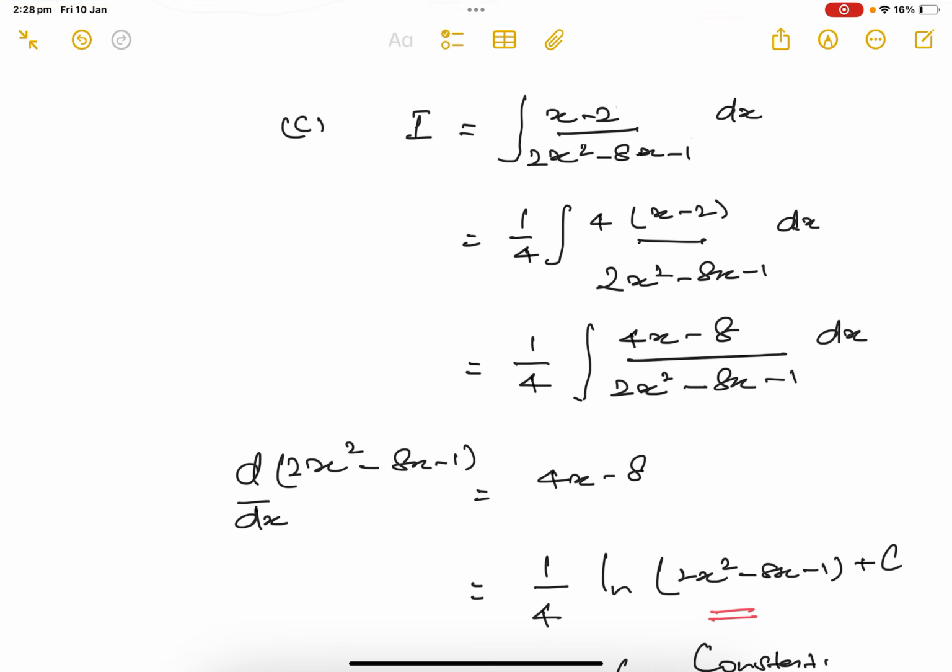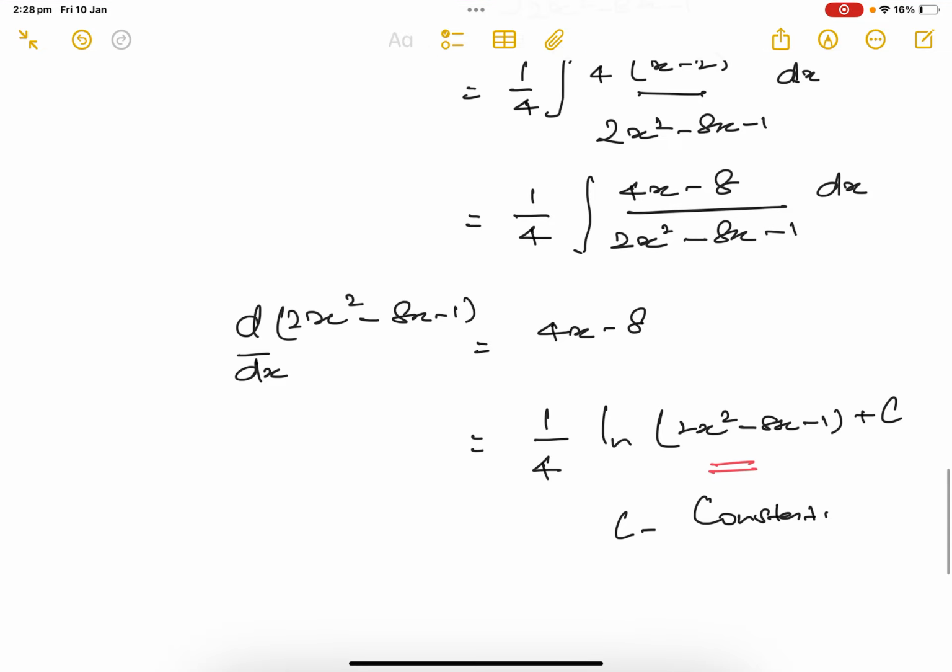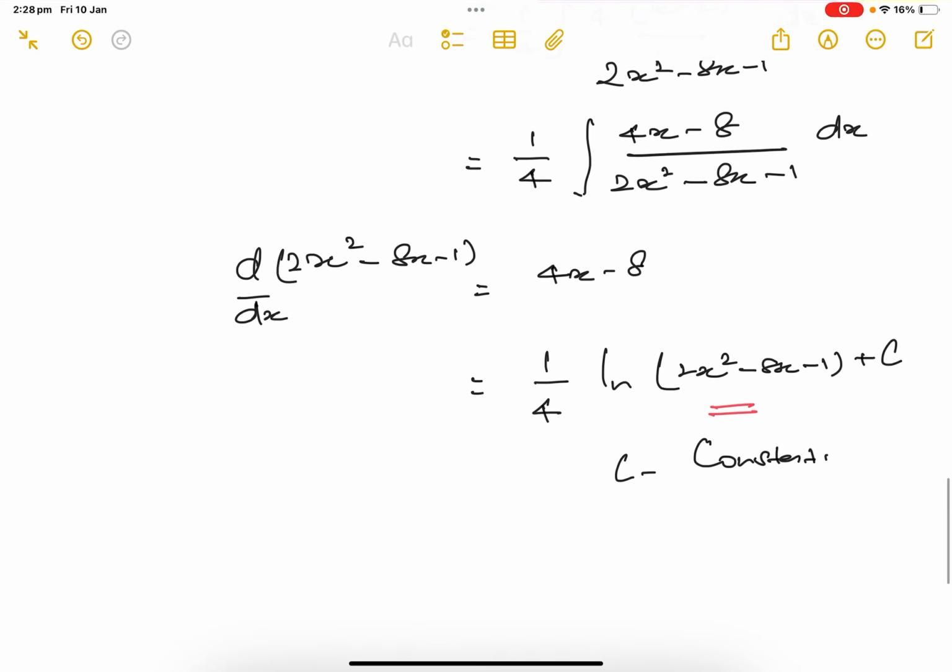1 over 4 times the integral. If you expand the bracket, 4x minus 8. So you can see that the differentiation of the denominator is 4x minus 8, and we have 4x minus 8 in the numerator. That means a direct log function. So the integral of that function will be ln. So 1 over 4 ln of the denominator, of course, 2x squared minus 8x minus 1, plus c, a constant. So that is the part C answer.